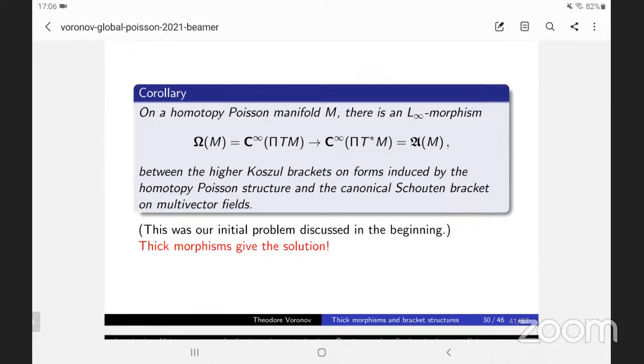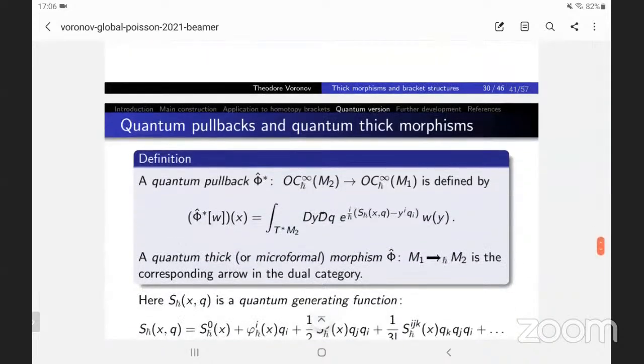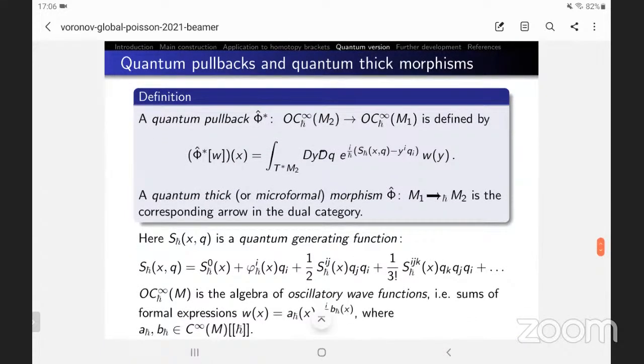So this construction solves it. Now, the quantum version. The quantum analog of pullback by a thick morphism is, by definition, given by a special sort of oscillatory integral, or special sort of Fourier integral operator, which is written here.